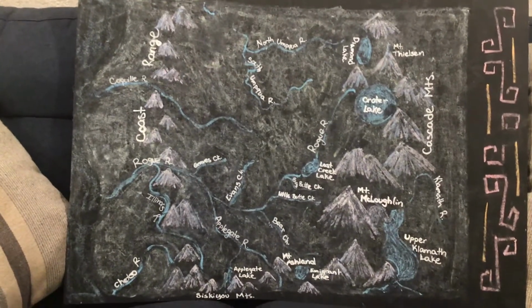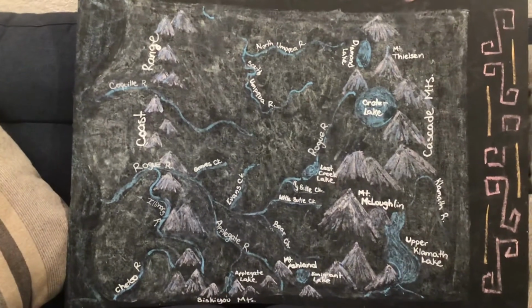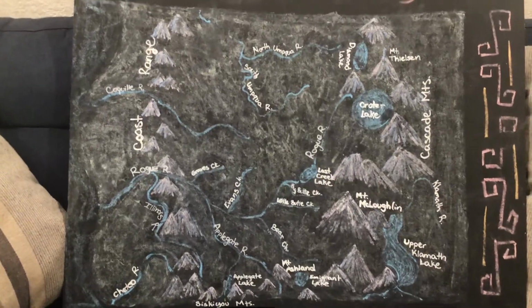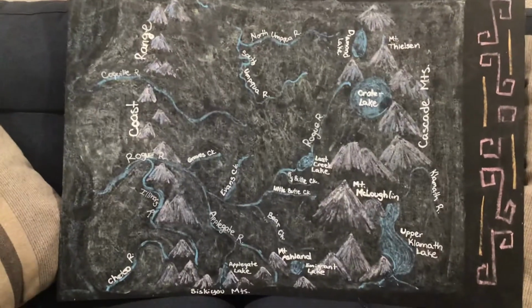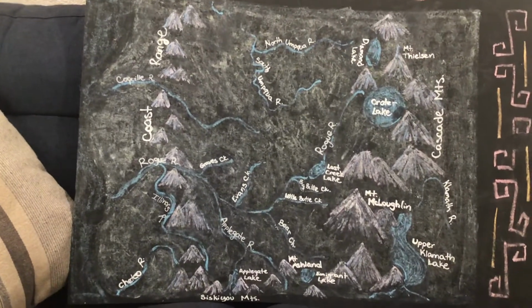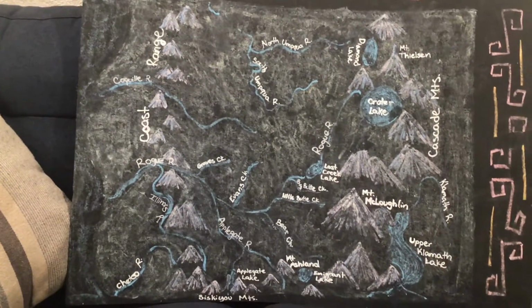So try to think if there's anything that I might have left off of this map. If you were to make your own map, is there anything that you would add to it? Is there an important landmark near where you live? A natural landmark that you would add onto a map?